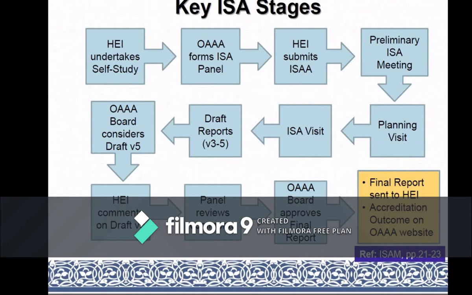And then the ISA will start the planning visit: when they are going to come, how they are going to come, what is supposed to be done and everything. After visiting, the panel reviews the comments, and then the OAAA approves the final report, and we get the final report, whether we are in due course, whether we are accredited or not.